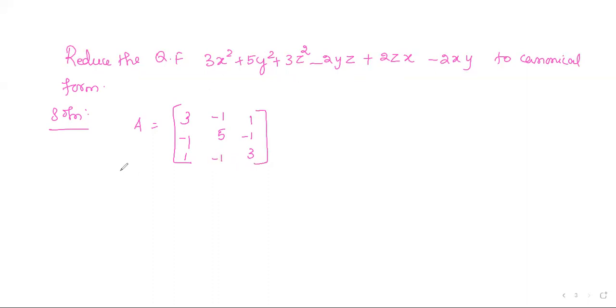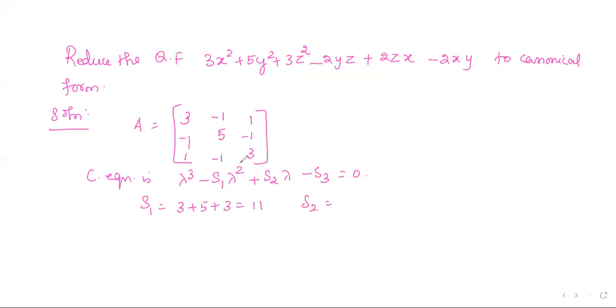Then you know how to write the characteristic equation. So the characteristic equation is lambda cube minus S1 lambda square plus S2 lambda minus S3 is equal to 0. So you know how to find S1, S2, S3. S1 is nothing but the sum of the diagonal elements. So 3 plus 5 plus 3, you will be getting 11.